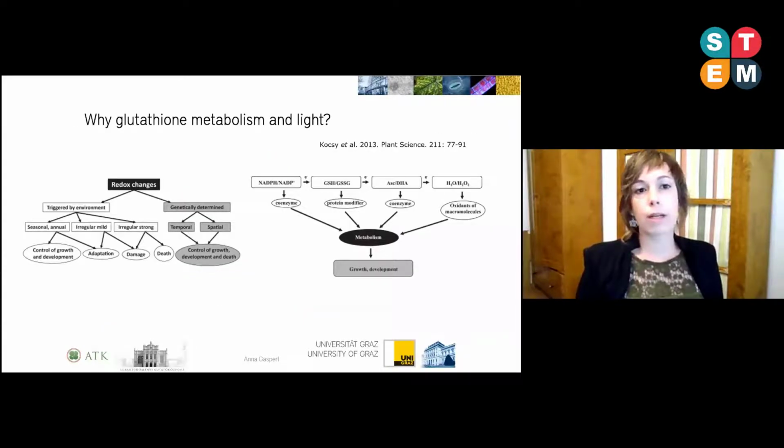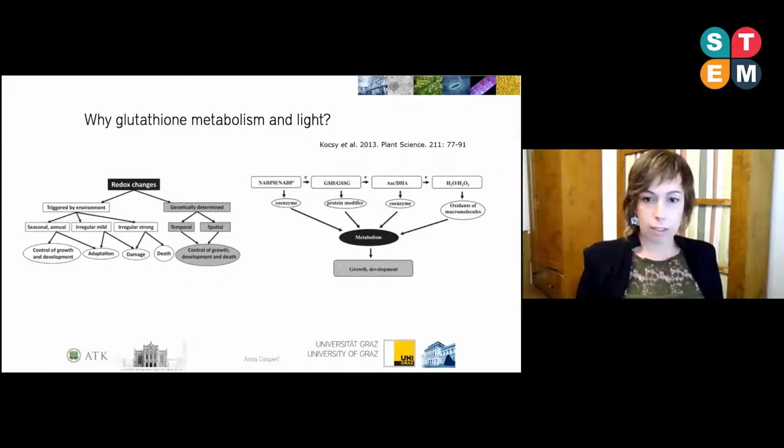That is why we are interested in combining glutathione metabolism in plants and light, and combine that with stress response. So redox changes in plants as well as in animals and humans are a problem at some stage. However, they can also be beneficial, as we know for the past few years in plants. Reactive oxygen species, nitrogen species, and sulfur species may also be acting as signaling compounds to modify physiological processes.